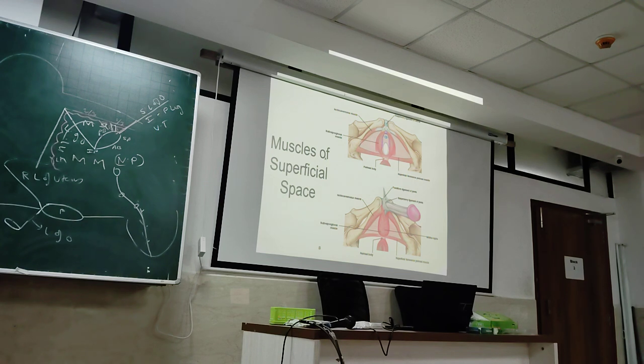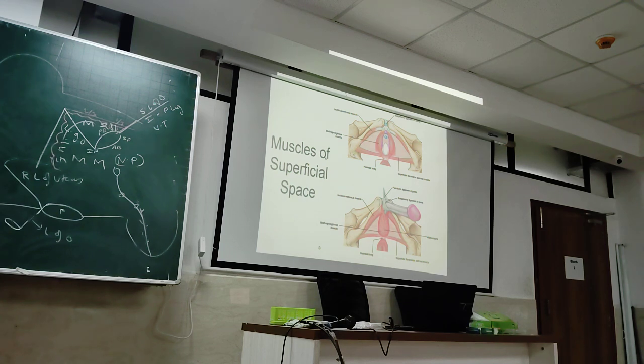In a deeper plane, if the name is superficial transverse perineal muscle, for these muscles which are running transversely, there must be a deep transverse perineal muscle. Deep transverse perineal muscle lies deeper to the perineal membrane, but attached to the perineal body. So 6 muscles lie in the superficial space, 2 muscles lie in the deeper space, and that is the deep transverse perineum. That makes it 8 muscles.